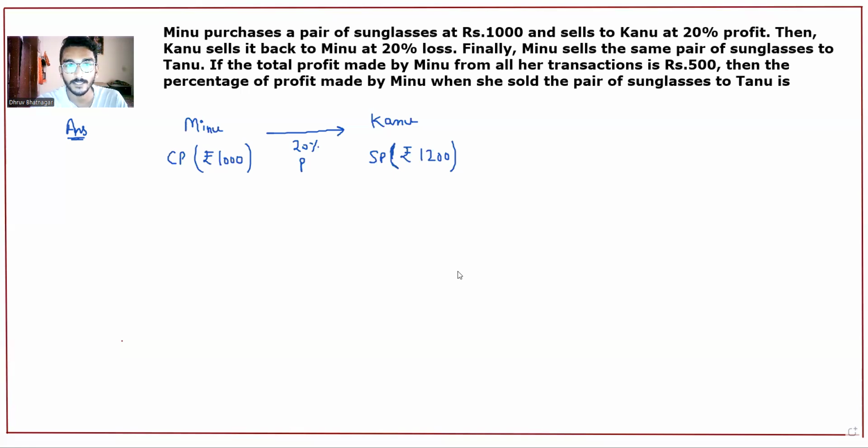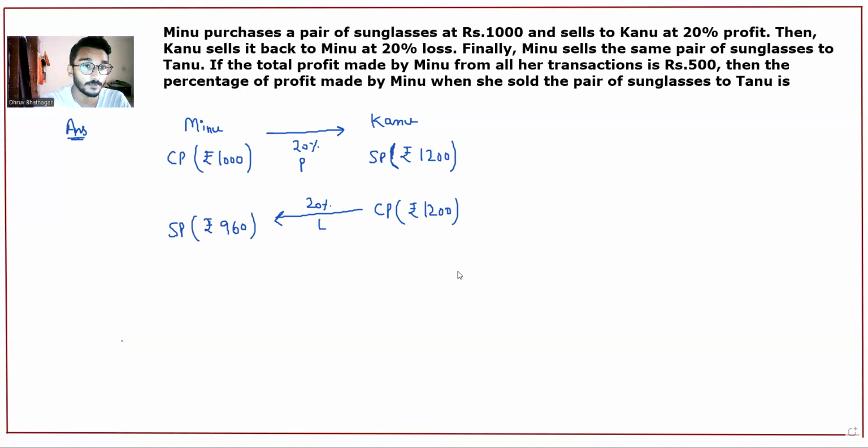Now the next line is saying that Kanu sells it back to Minu at 20% loss. So the cost price for Kanu is 1,200 and it is a 20% loss. That means 10% is 120, so 20% is 240 rupees. So if I subtract 240 from 1,200, it would be 960 rupees. So this is the selling price for Kanu.